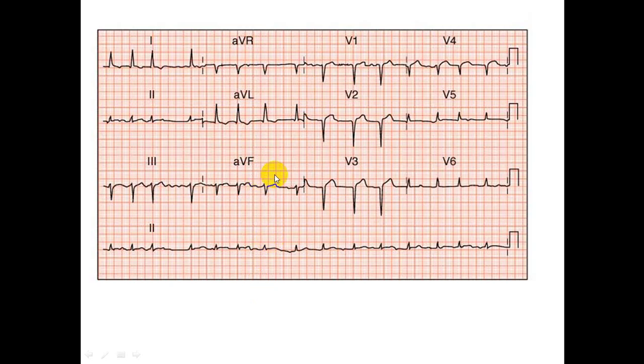Again, this is the 12-lead ECG. These are the bipolar limb leads 1, 2, 3, the unipolar limb leads aVR, aVL, aVF, and the chest leads, and this lead 2 is what's called the rhythm strip for rhythm analysis.